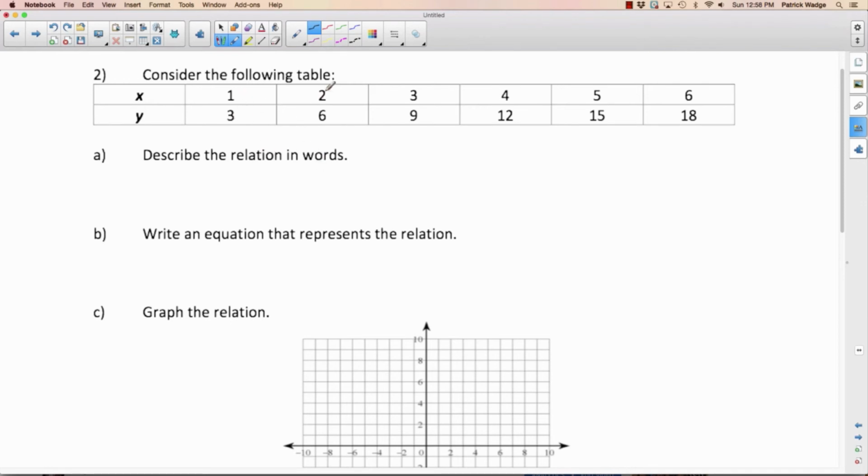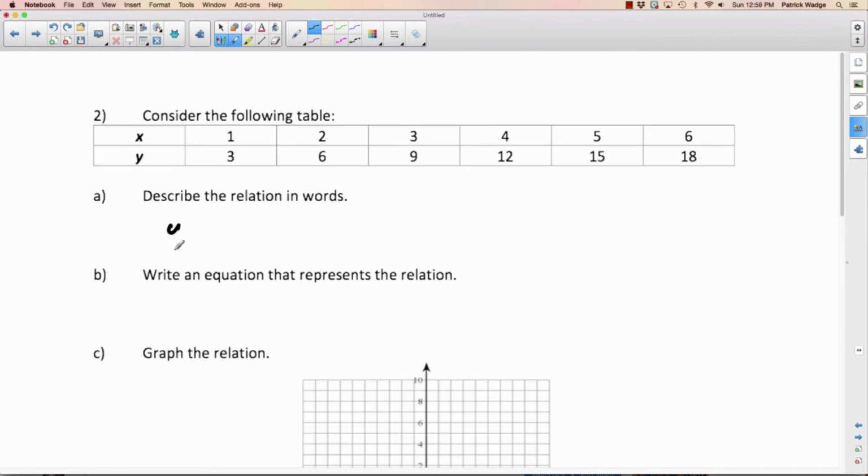1, 3, 2, 6, 3, 9, 4, 12. Do you see what the relationship is between 1 and 3, and then 2 and 6, and 3 and 9? What you should notice is every time it's 3 times as big. So you could say something like y is 3 times as big as x.